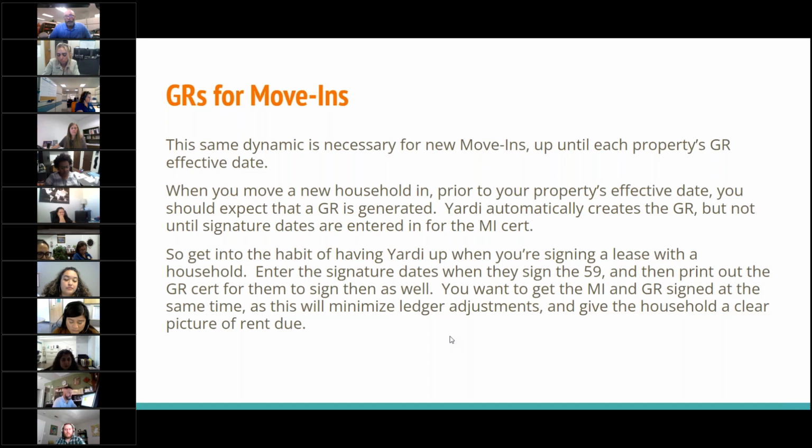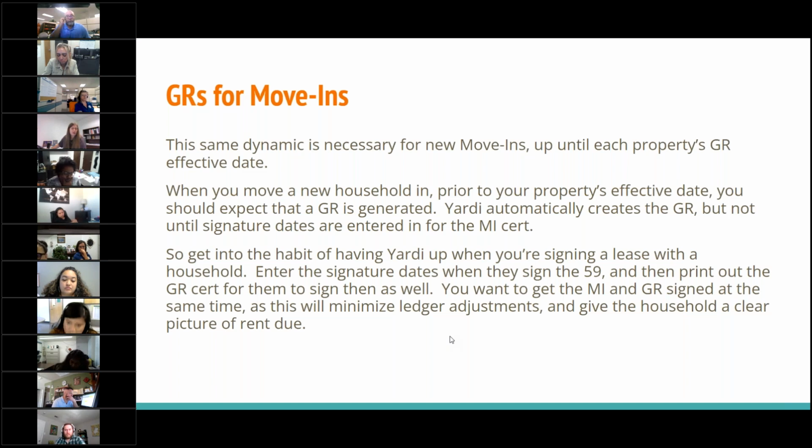It's also important to point out that this dynamic also exists for move-ins. So for any of the 11-1 properties, anyone you're moving in now, prior to 11-1, you're going to need a gross rent correction. And you want to do that while the tenant is there signing the lease so they can sign both at the same time. The best way to do that is to have them sign the 5-9 when you're signing the lease, enter those dates into Yardi. As soon as you do and you click save, Yardi's going to create that GR for you. Then you can print them out and have them sign it at the same time.